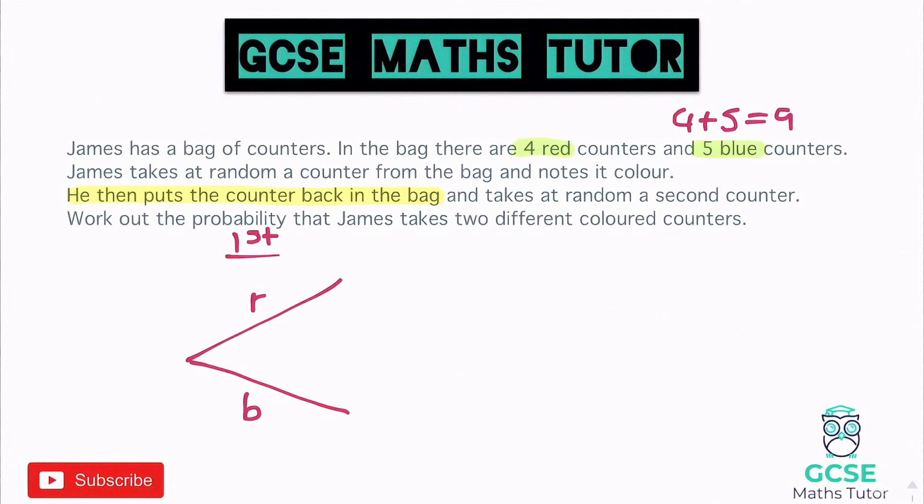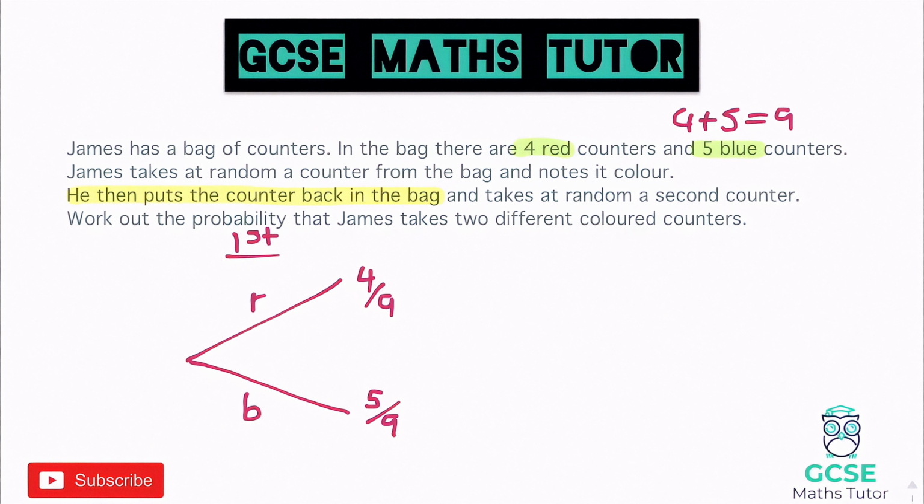Obviously you can write it as decimals if you like, but I think in the case of this question it's probably easier for us to write it as a fraction. So for red it's 4 reds out of 9. So the probability of getting a red is 4 out of 9. And then we've got blue, and that is 5 out of 9. There we go.